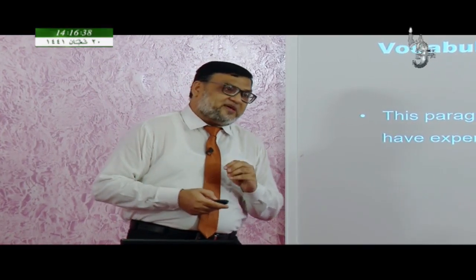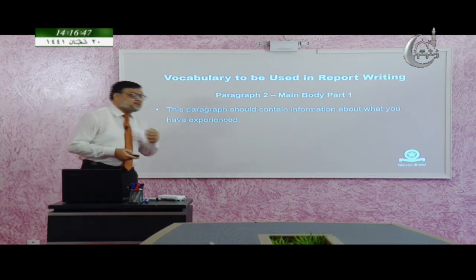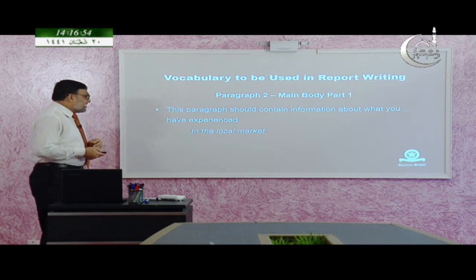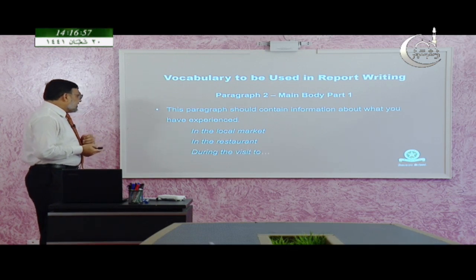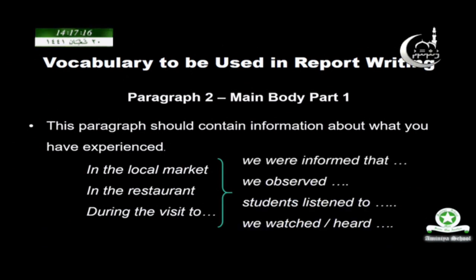Now, we are moving to the second and third paragraph, and that is the main body of your report writing. In that, this paragraph should contain information about what you have experienced, what you have witnessed, what you have observed, what you have watched. So, all these things you are going to present on your piece of paper: in the local market, for example, in the restaurant, or during the visit to, imagine, a job expo or a schools expo, some kind of international educational expo. Now, the situations are how they are presented.